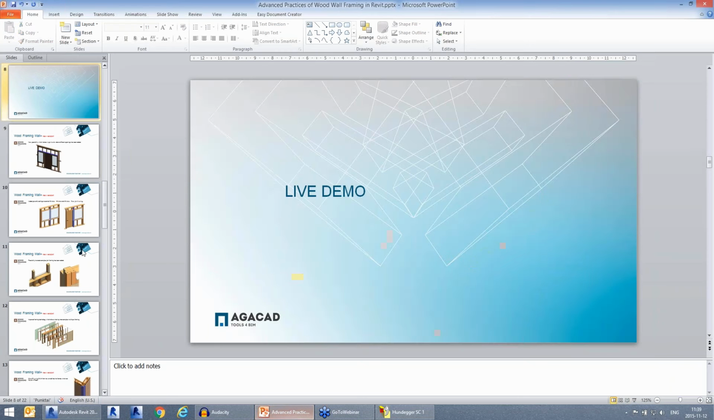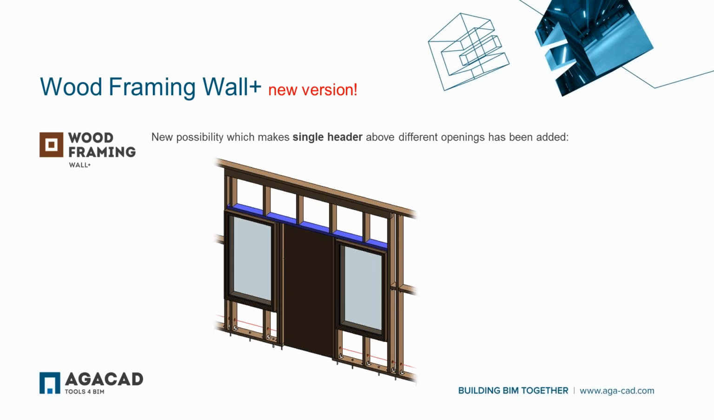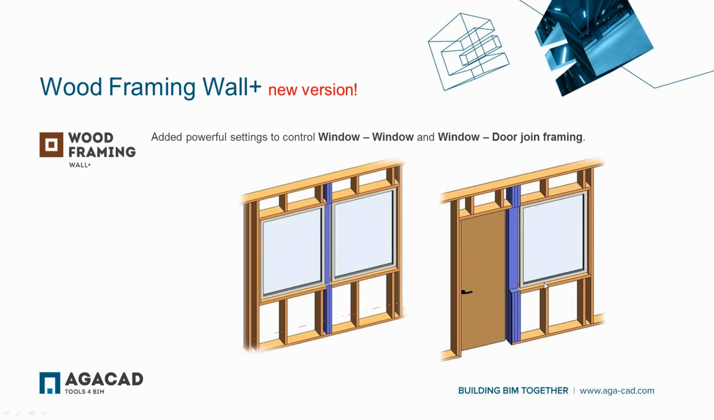Okay, so I would like to come back to my slides and repeat again what we have added into the new version of Wall Plus. One big feature is that you can make a single header above different openings, so above windows, or above three windows, or above a window and door, and as in this case, above window, door and window. Then you can control window and window, or window and door joins, which is very powerful, and it gives you a possibility to make more complex framing.